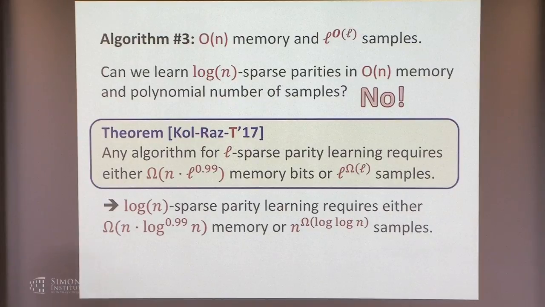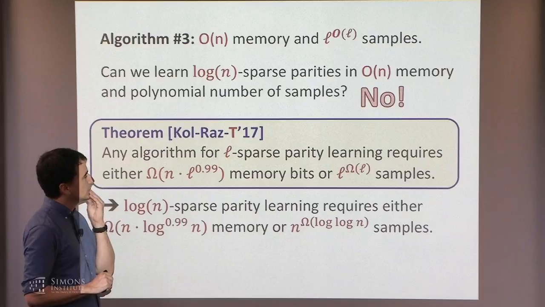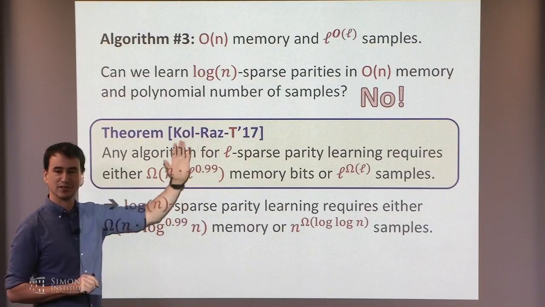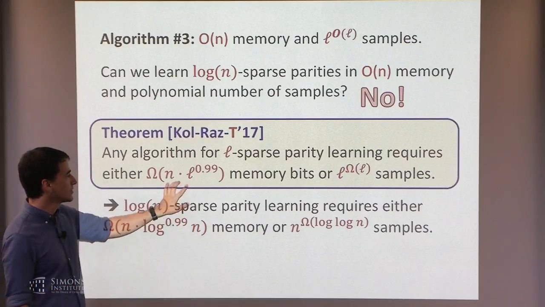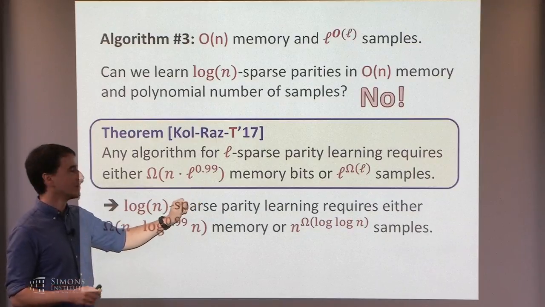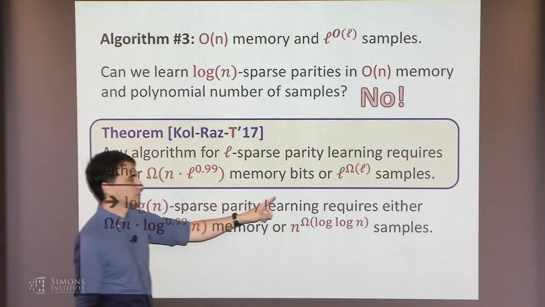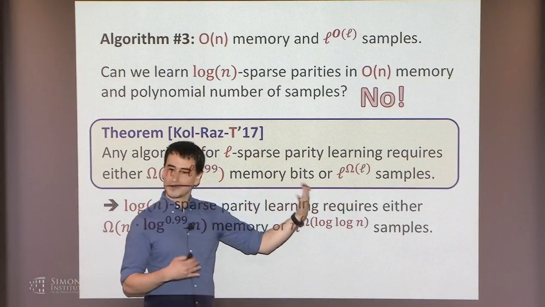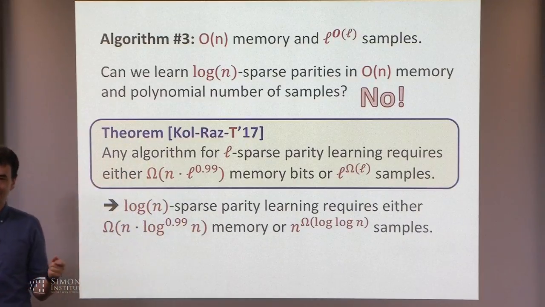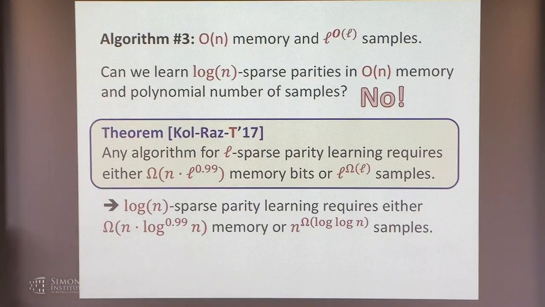This is true probably for any L up to... maybe this is true for all L's. I don't remember. Maybe it's true only for L up to n to the 0.99. And actually, the expression here is more complicated, so you could play with it more. You can even have here n times L, but then this would be 2 to the L. But I don't want to say 2 to the L because 2 to the L is polynomial when L equals log n. So you have some balancing of this part. It's actually a curve.